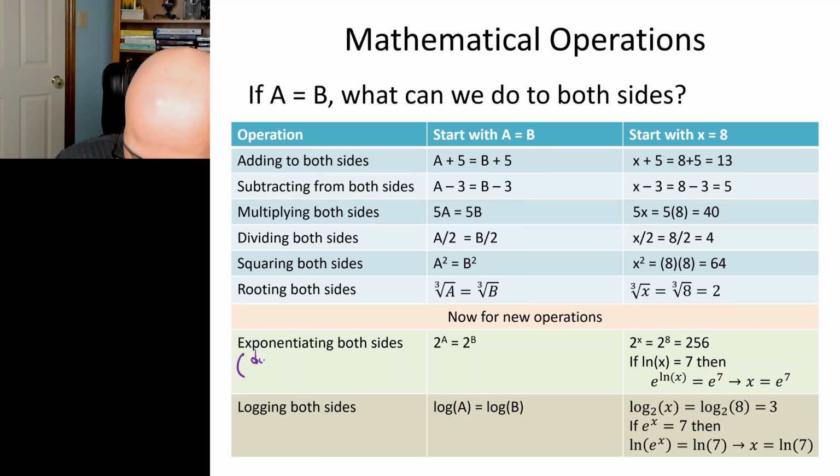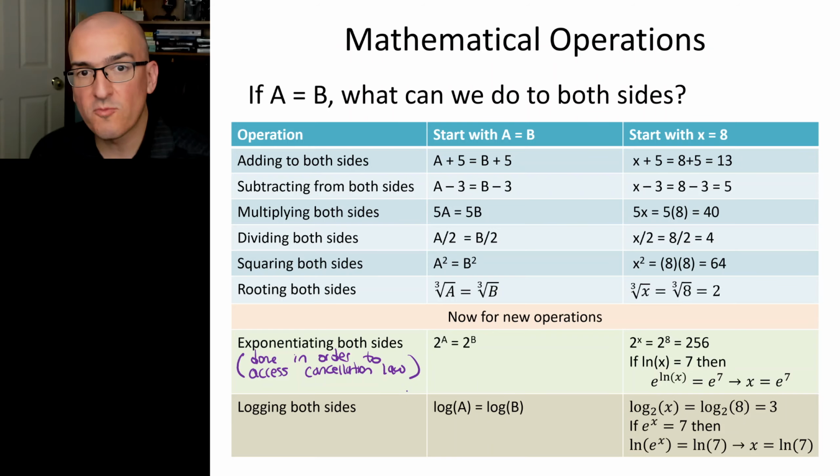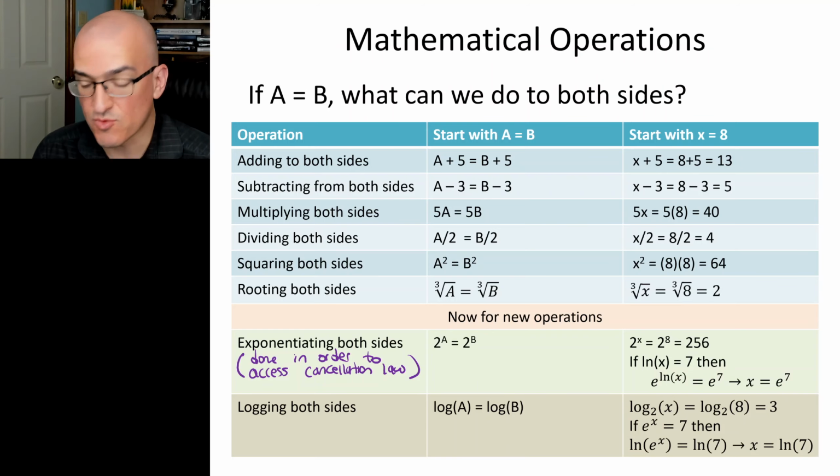So this is done in order to access the cancellation law. The cancellation law is so powerful and so valuable that we're willing to exponentiate both sides of an expression in order to get access to it.